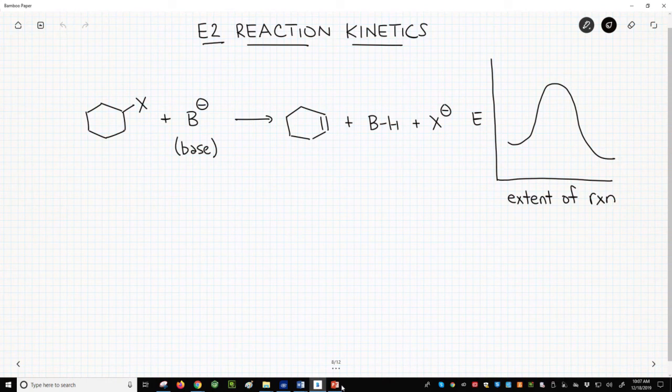The E stands for elimination, so the reaction will form a new pi bond. The 2 stands for second order in the rate determining step. The reaction coordinate diagram on the right indicates that the E2 only has one step. So that one step is second order.